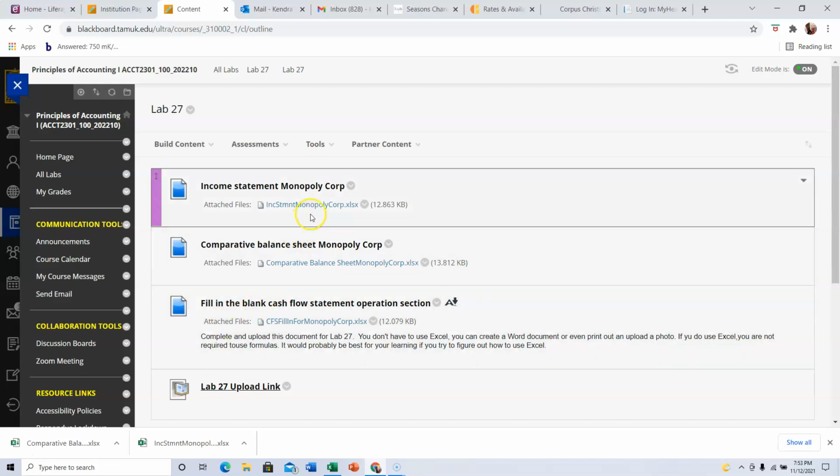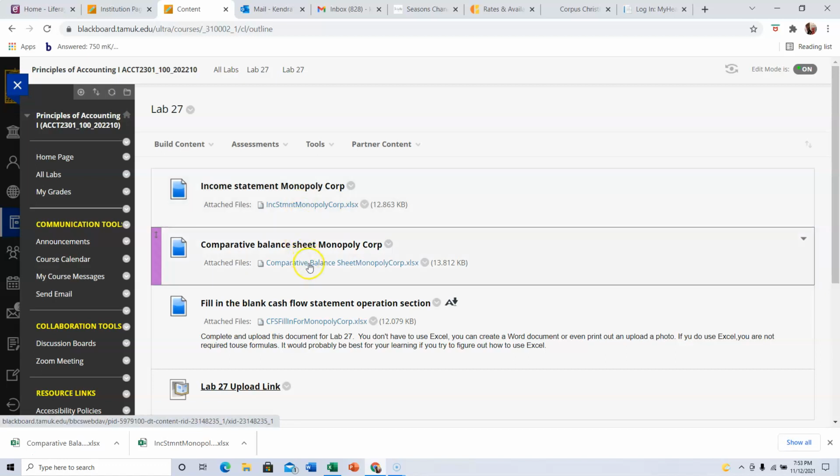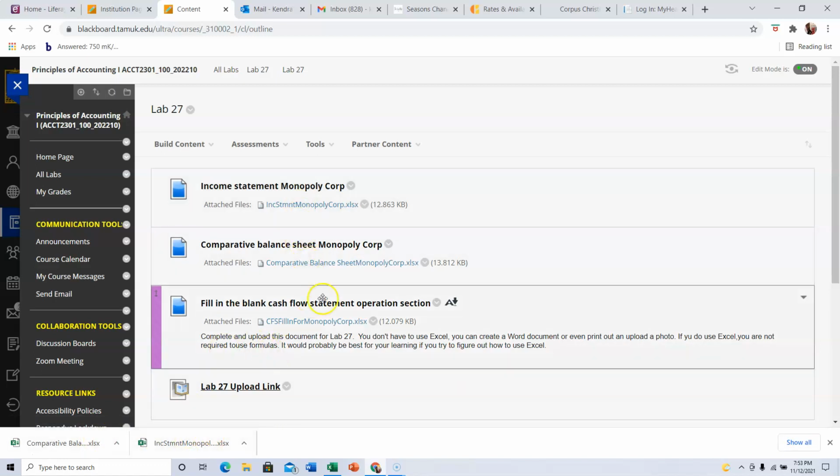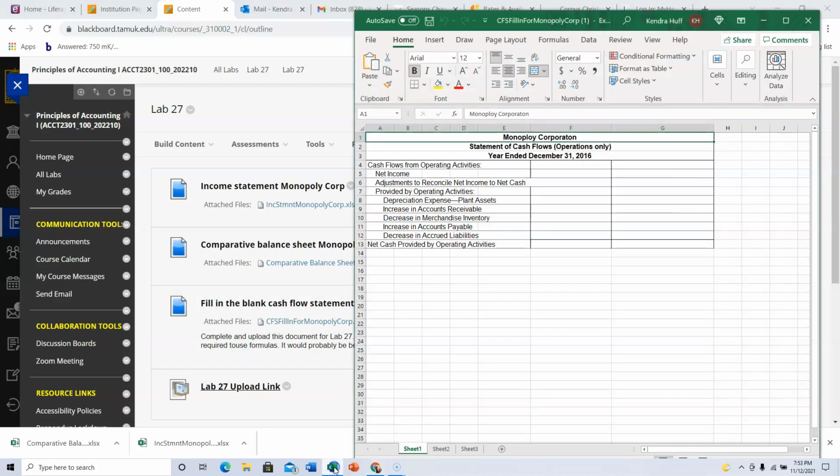All right, so you have a couple things you need to open up. You need to open up the income statement. You need to open up the balance sheet. I already have them down here. And then they actually have a template, an Excel template for you to use. So that's good. So I already have it here.